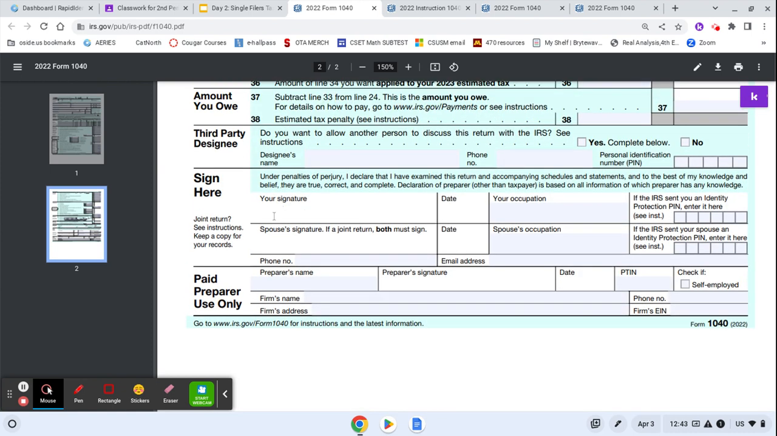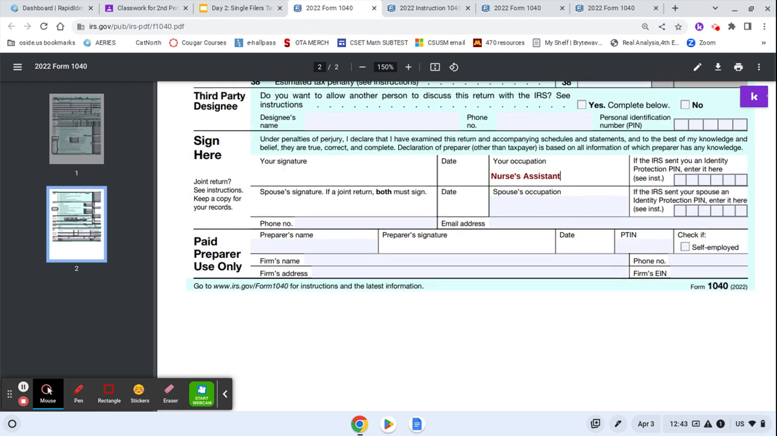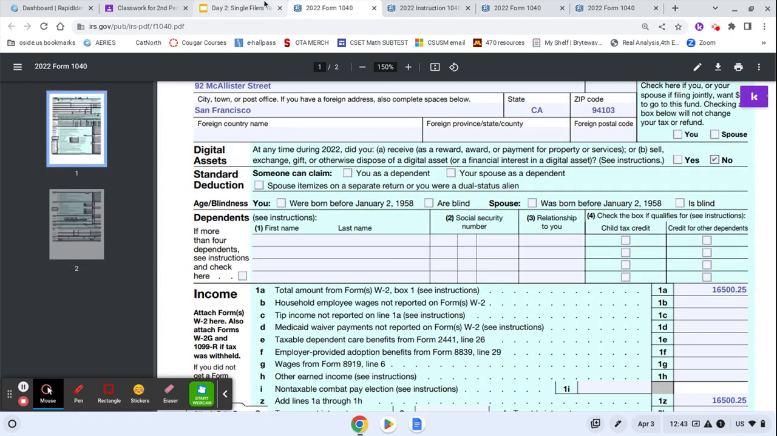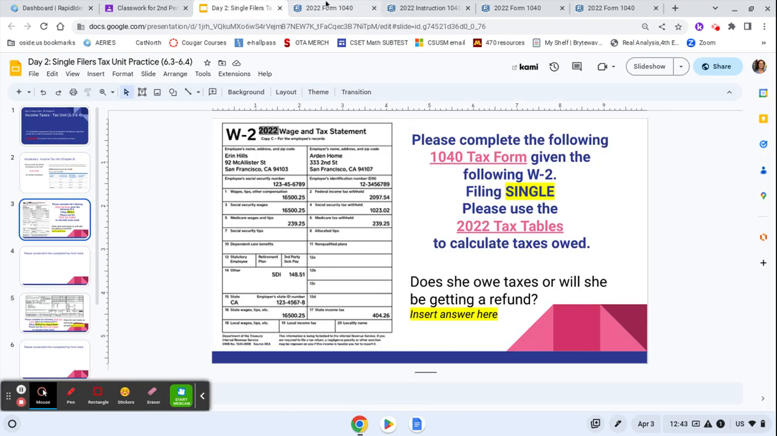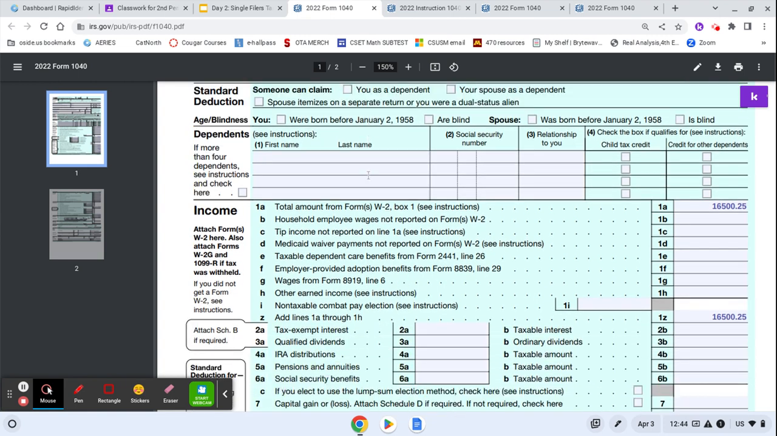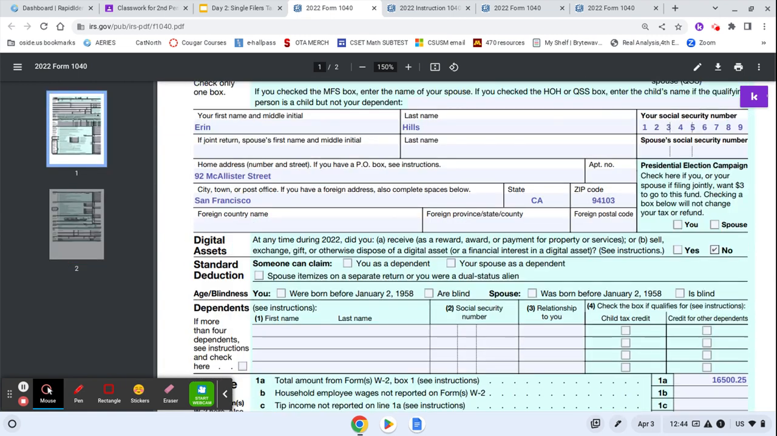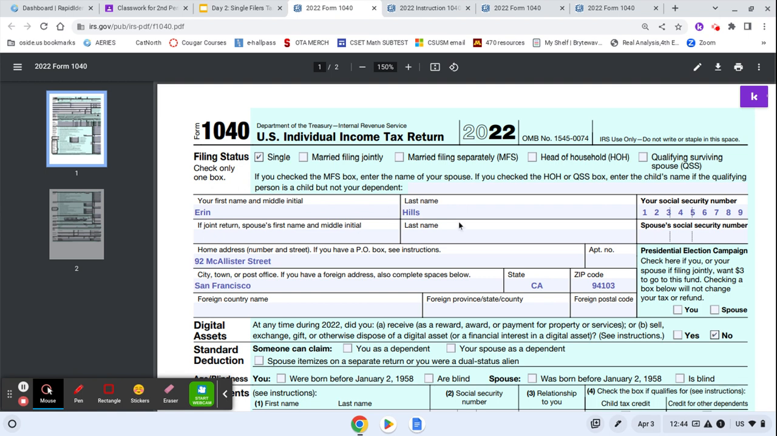Anyways, you're going to go ahead here and sign and date 4/3/23, and then put your occupation. Well, let's maybe think that she is a nurse's assistant because it says here that she works at Arden Home, so maybe it's a nursing home. Okay, so with a signature and a date on this, this is a fully completed tax return, and you're able to turn it in.